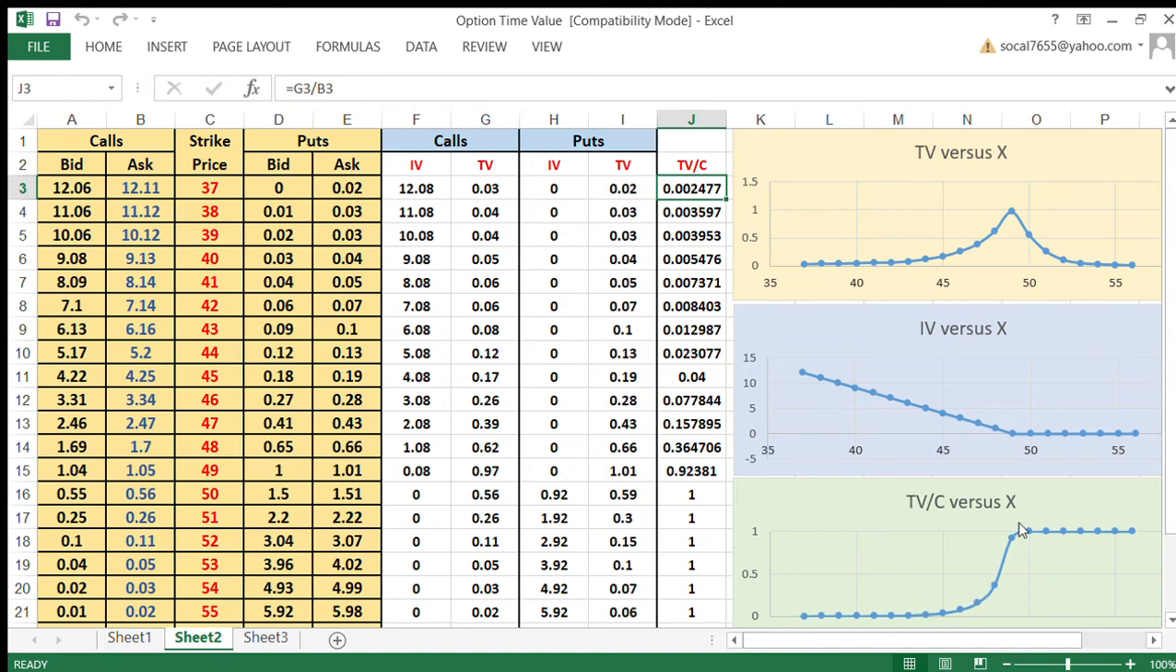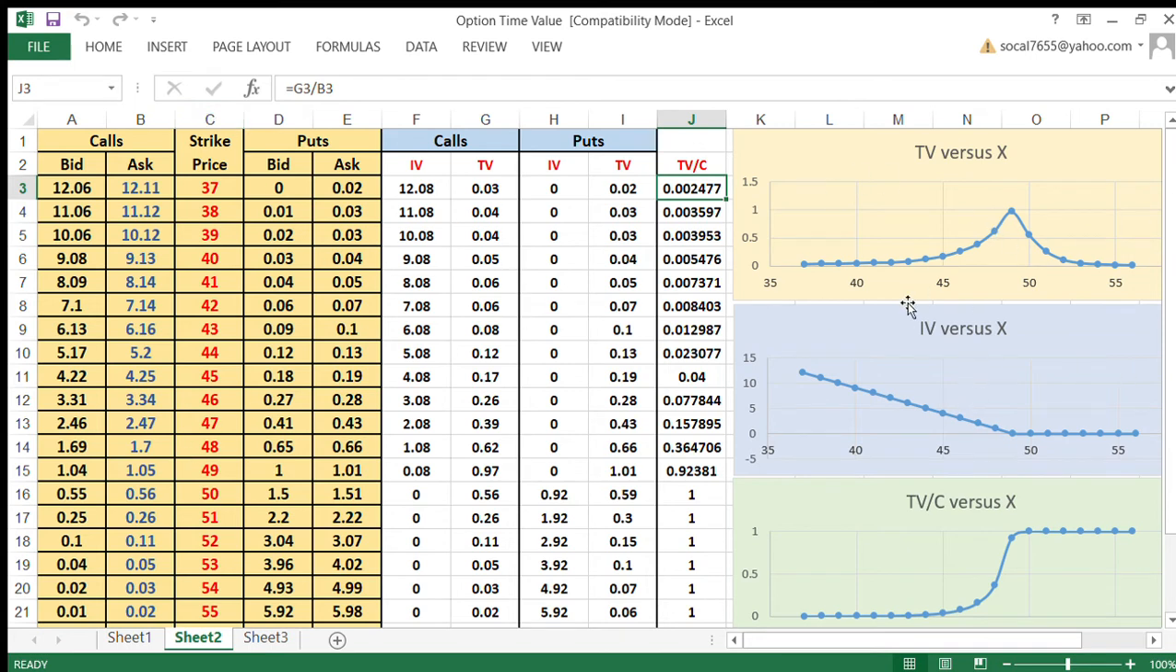Right there we see the relationship between the proportion of a call's value that is time value as a function of strike price, everything else held equal. Remember, in all this analysis, the stock price is $49.08. And I think it's very important to be able to think through how option prices and intrinsic value and time value relate across strike prices. What can we glean from this?